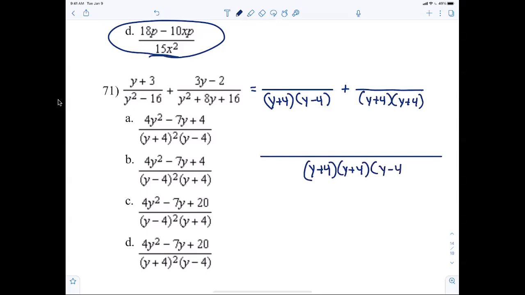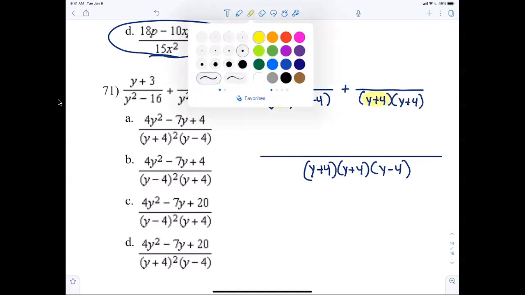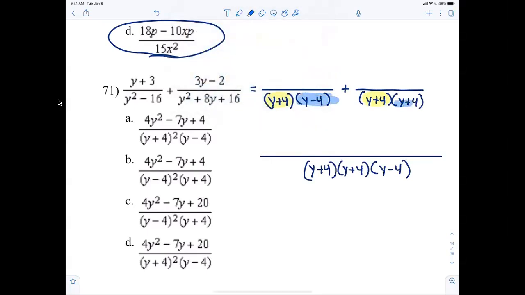All right, so I just wanted to show you, take what's common, which is the y plus 4, and multiply by the common, and then the other two must come along for the ride. So that's why the common denominator is y plus 4, and then the y plus 4, y minus 4 again. Which means I have to multiply the first fraction by what? Y plus 4. Yes, there's a missing y plus 4. And then the second one I have to multiply by y minus 4. So 3y minus 2, y minus 4.